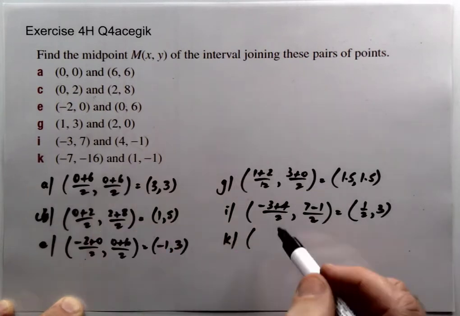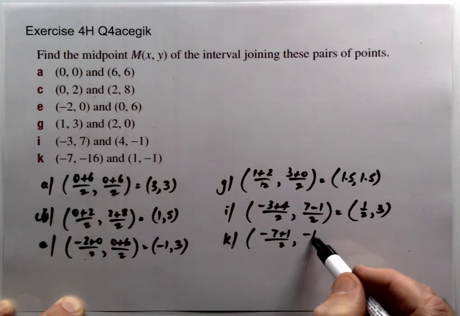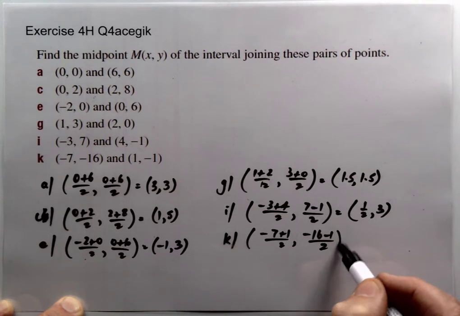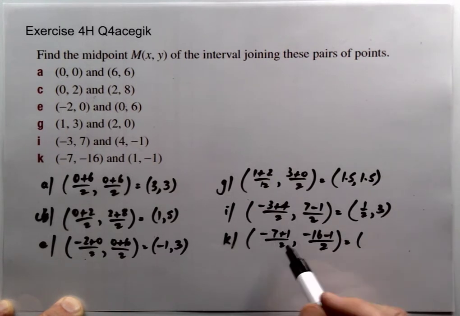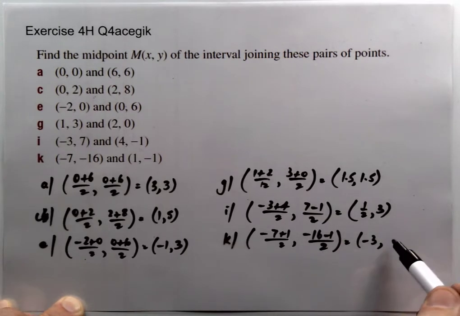So we'll go minus 7 plus 1, minus 16 minus 1. That's going to give us minus 6 over 2. That'll give us minus 17 over 2, which is minus 8.5 there.